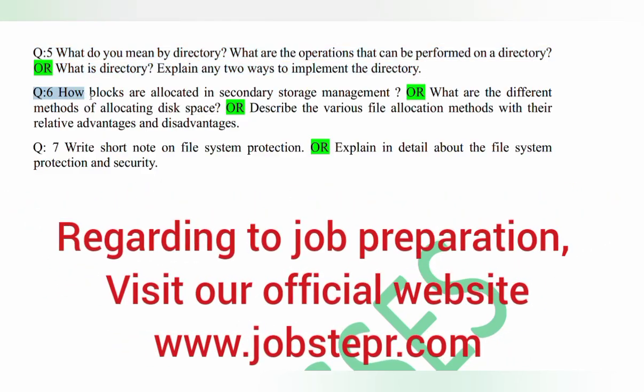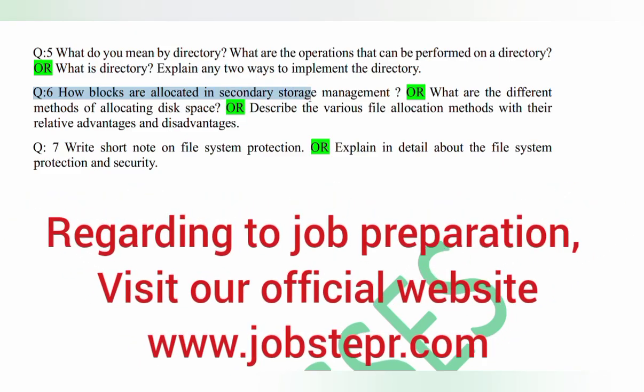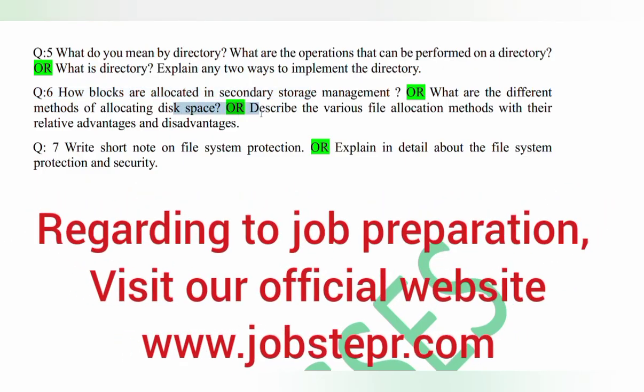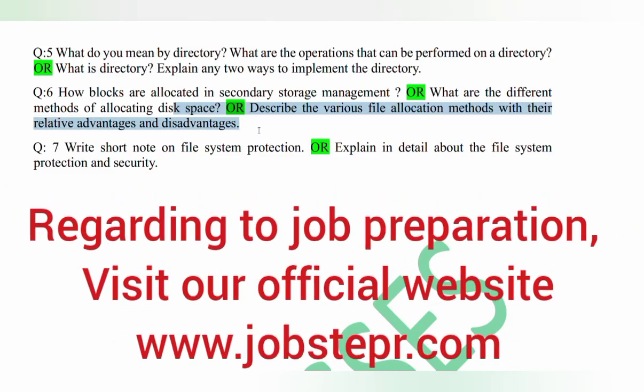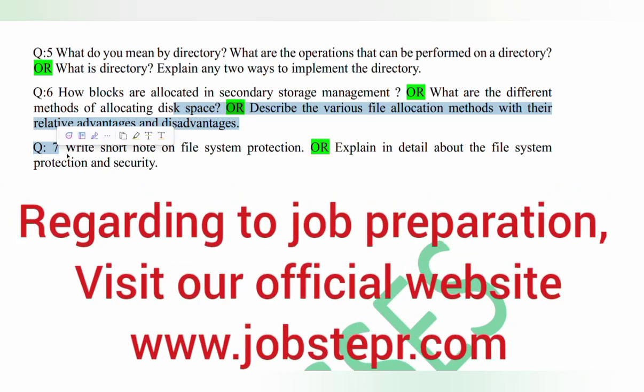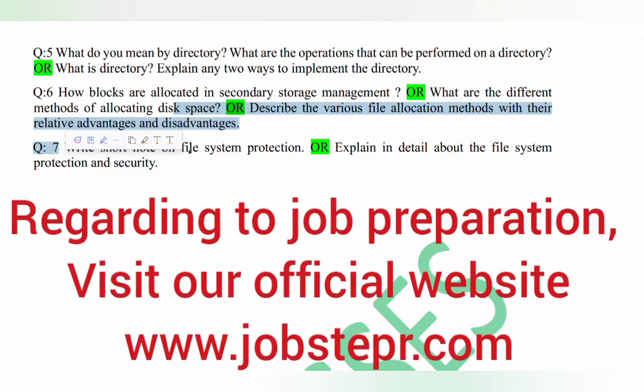Question number 6 is, how are blocks allocated in secondary storage management? What are the different methods of allocating disk space, or describe the various file allocation methods with their relative advantages and disadvantages.